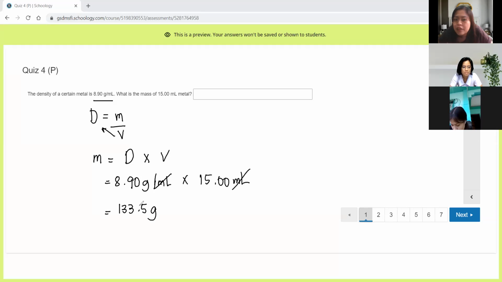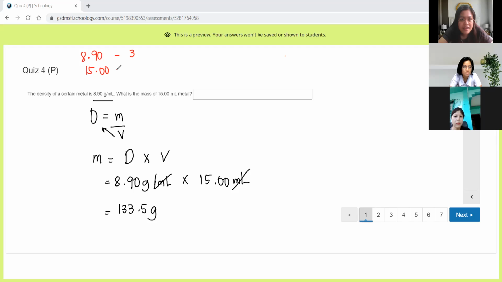What again is our rule if multiplication is our operation? Least number of significant figures, ma'am, of the original given. Okay, very good. You have to follow the least number of significant figures in the given. We only have two givens, the 8.90 and the 15.00. How many significant figures are there in 8.90? Three. Very good. Because you have 1, 2, and then this trailing 0 is significant because of the presence of the decimal point.